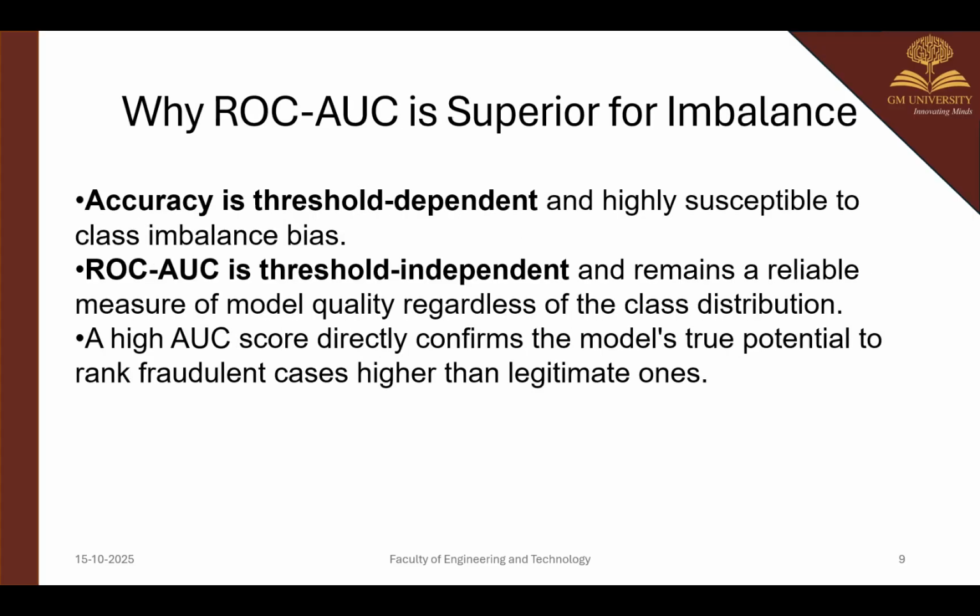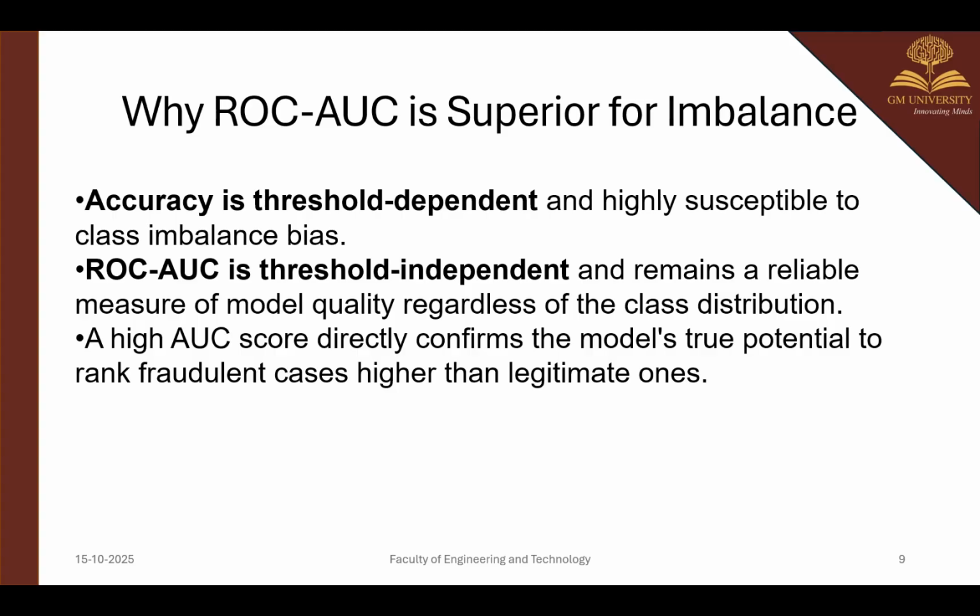Why are ROC and AUC superior for imbalance? The main focus on this slide is the imbalanced data set. Sometimes we will get a lot of imbalanced data sets, so why do we need to use ROC and AUC? Because accuracy is threshold dependent and highly susceptible to class imbalance bias. Since there is a lot of imbalance, we need to use this, so the data will be like a balanced one, removing the imbalance.